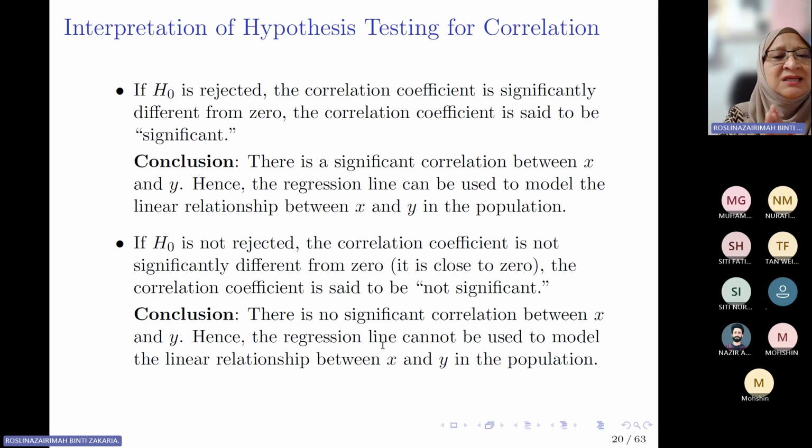So if in the case H naught is not rejected, the correlation is not significantly different from 0. So it is close to 0. The correlation coefficient is said to be not significant. So the conclusion will be there is no significant correlation between X and Y. Hence, the regression line cannot be used to model the linear relationship between X and Y in the population. That means the mathematical model that you form is not suitable because it is not significant. Yeah, that is the effect.